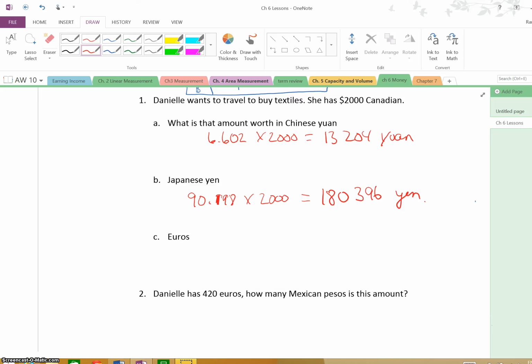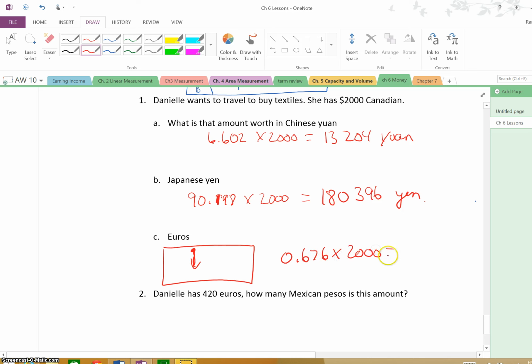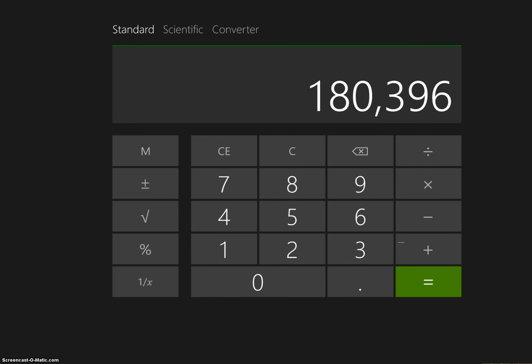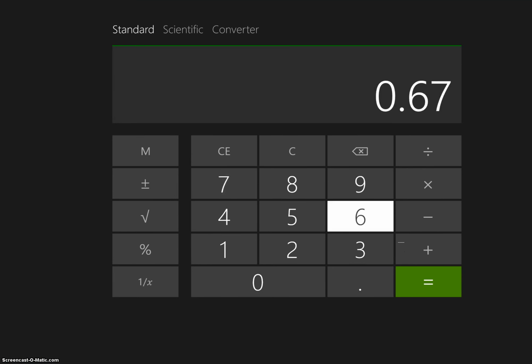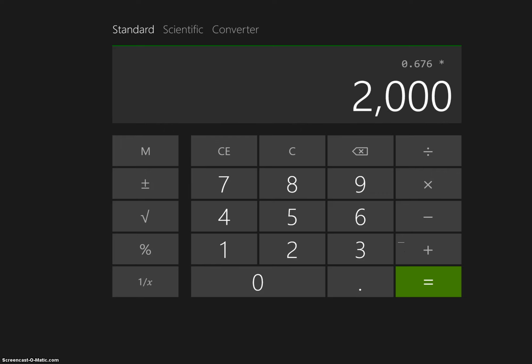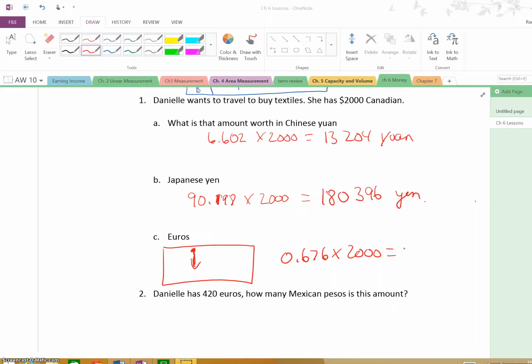Okay, so same thing. Euros. So I'm going to go down. So here's my chart. Here's my Canadian dollar. I'm going to go down until I find what the euro is, which is 0.676. Times that by the $2,000 that I do have. So $1,352. So my $2,000 is going to give me 1,352 euros.